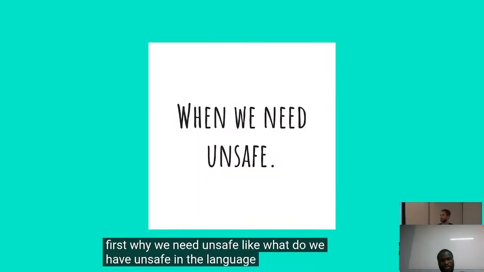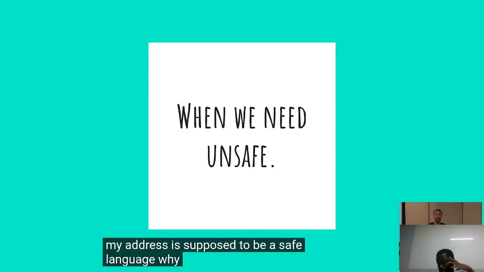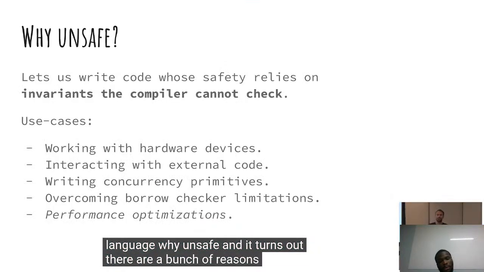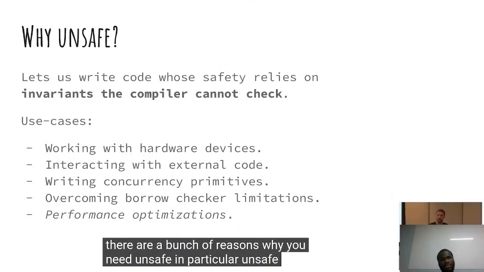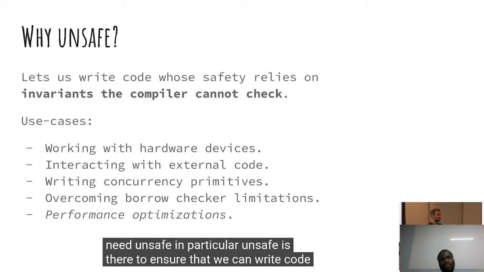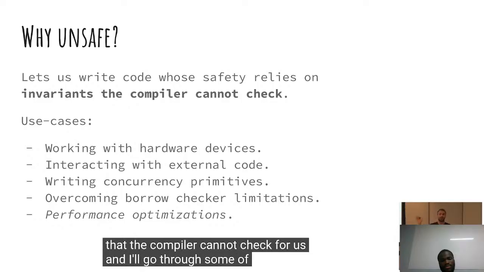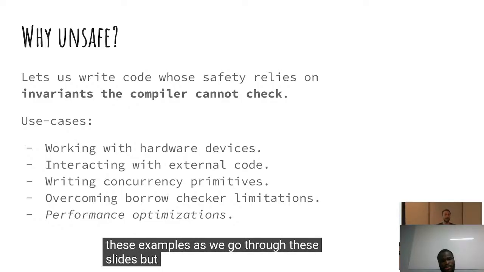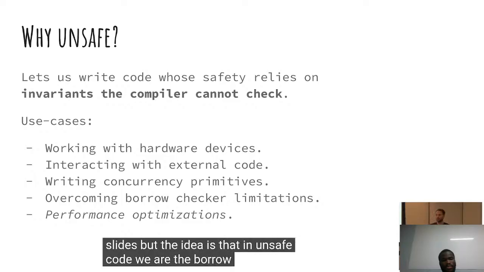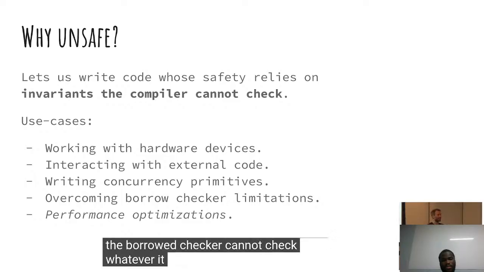Why do we have unsafe in the language in the first place? Rust is supposed to be a safe language. It turns out there are a bunch of reasons why you need unsafe. In particular, unsafe is there to ensure that we can write code whose safety relies on invariants that the compiler cannot check for us. I'll go through some of these examples as we go through these slides. But the idea is that in unsafe code, we are the borrow checker, because the borrow checker cannot check whatever it is that we are doing.